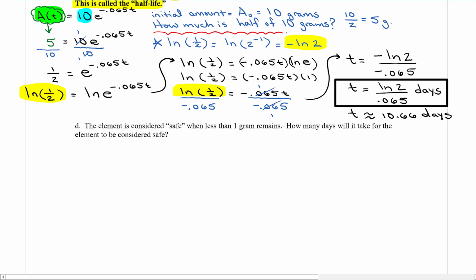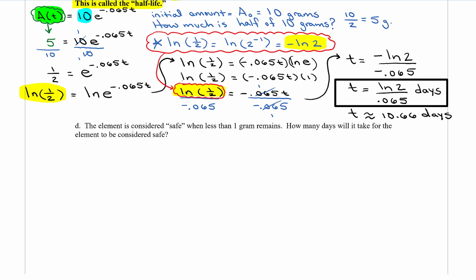I'm going to go ahead and draw a red cloud around the place where I drew the star and I wrote the natural log of 1/2 equals the natural log of 2 raised to the negative 1 power, which equals negative natural log of 2. And I'm going to draw an arrow pointing downward to where I had written natural log of 1/2 divided by negative 0.065. So you can see exactly where I replaced the natural log of 1/2 with the negative natural log of 2.